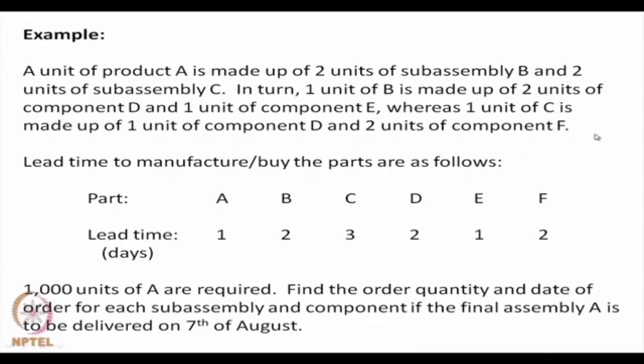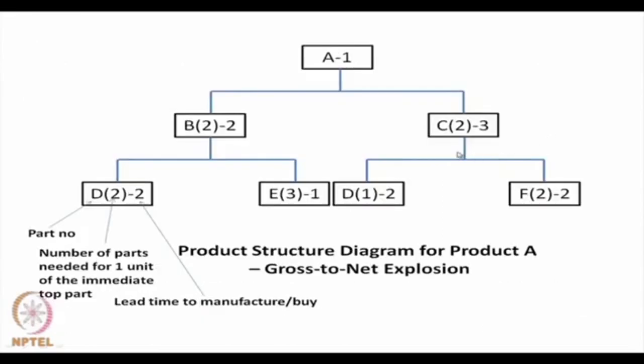Now, this relationship that A is made up of 2 subassemblies, each subassembly is made up of 2 components, can be shown in the form of a product structure diagram, a tree structure. A consists of B and C, B consists of D and E, and C consists of D and F. This within parenthesis says that one unit of A requires 2 units of B and 2 units of C. One unit of B requires 2 units of D and 3 units of E. One unit of C requires 1 unit of D and 2 units of F.